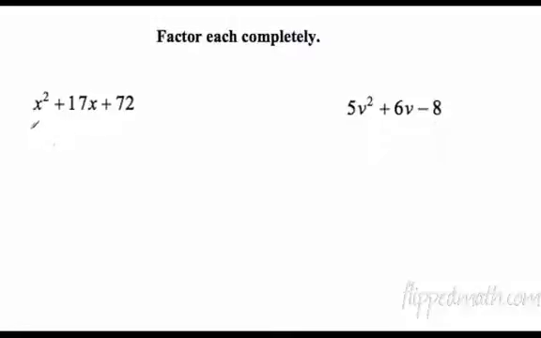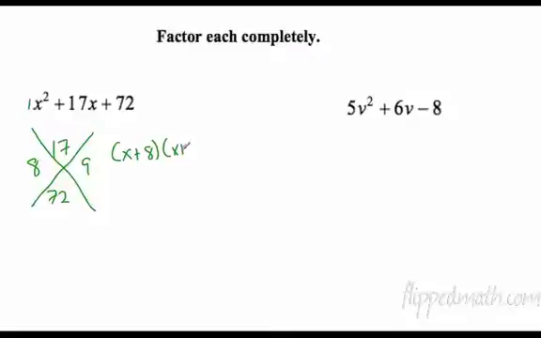Factor each completely. These are our magic x's. Remember, first times last, 1 times 72 is 72. 17 goes in the middle. Two numbers that multiply to 72 and add to 17 are 8 and 9. So I have x plus 8 and x plus 9.